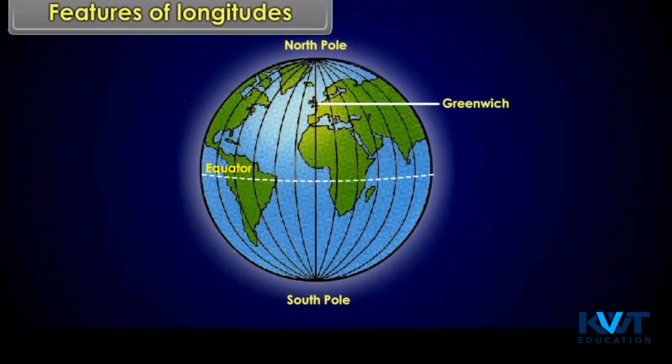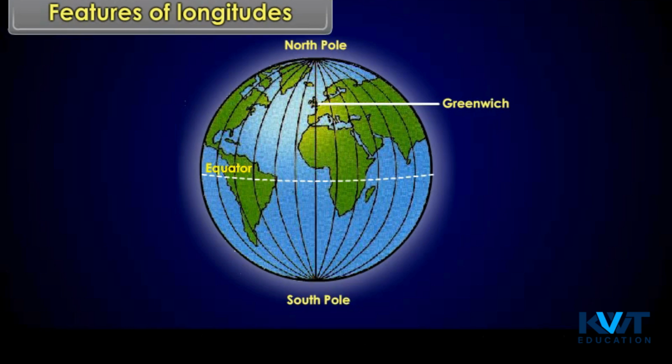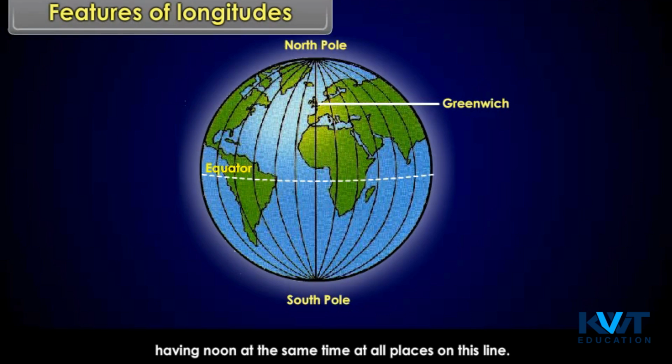Features of longitudes. Meridians are equal in length. All the longitudes converge at the poles. The longitude running through Greenwich near London was first chosen as the prime meridian. Prime meridian means chief or main meridian, having noon at the same time at all places on this line.